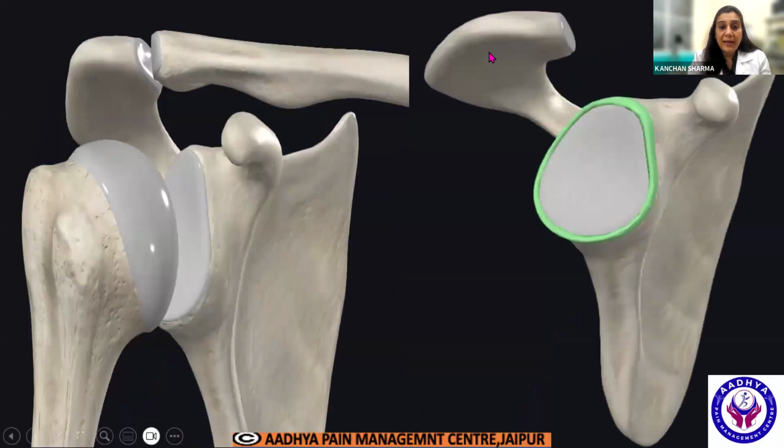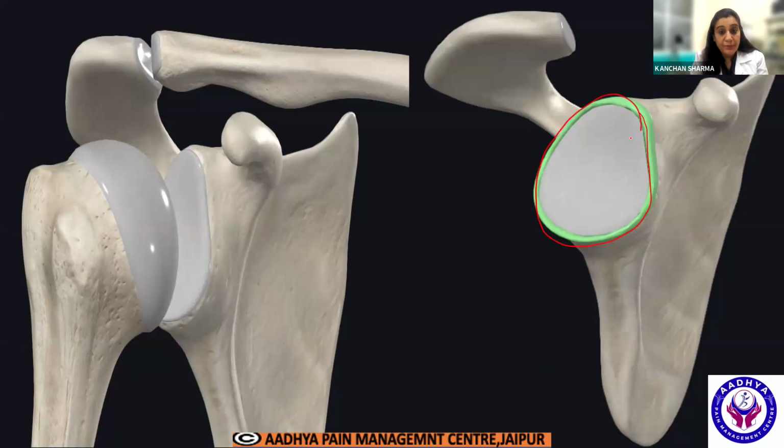Now, coming back to our glenohumeral joint, we have seen that the head is rounded and the glenoid cavity is flat. So if one is round and one is flat, this is going to make the joint unstable. In order to increase the stability of this joint, we have a fibrocartilaginous rim around it.